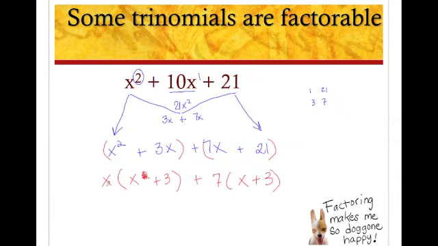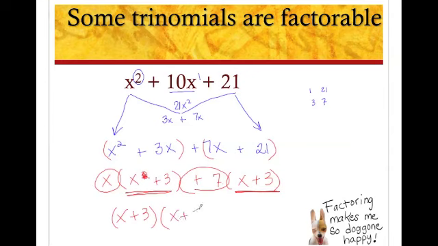I can check: x times x is x squared, x times 3 is 3x, 7 times x is 7x, and 7 times 3 is 21. Now I have common factors again, x plus 3 and x plus 3. And then I'm left with my x plus 7. So to factor x squared plus 10x plus 21, that would be x plus 3 times x plus 7.